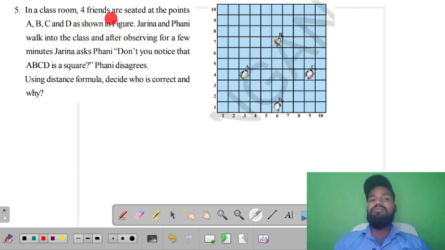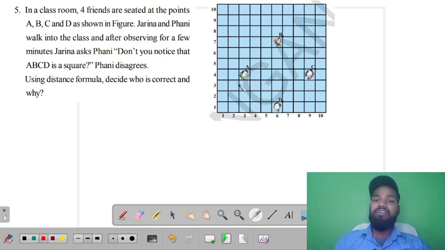In a classroom, four friends are seated at the points A, B, C and D as shown in the figure. Jarina and Pani walk into the class, and after observing for a few minutes, Jarina asks Pani, "Don't you notice that ABCD is a square?" Pani disagrees. Using the distance formula, decide who is correct and why. So we need to find all the distances and decide who is correct. That is the question here.